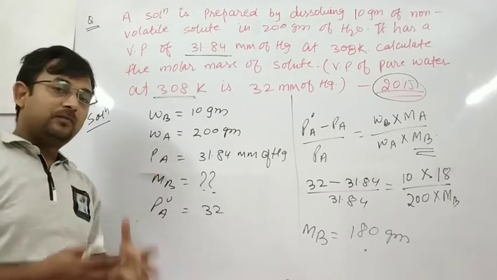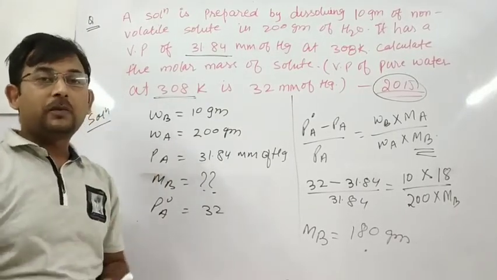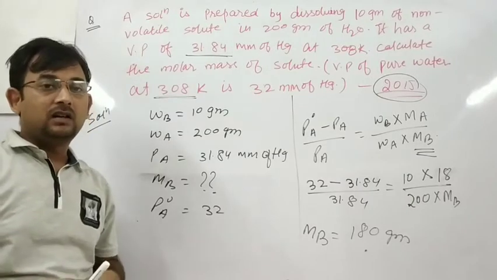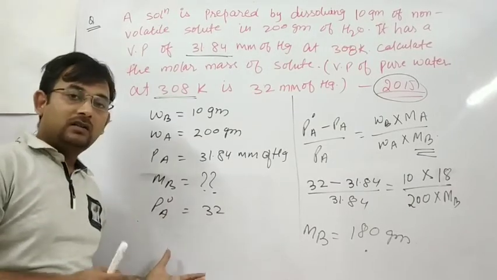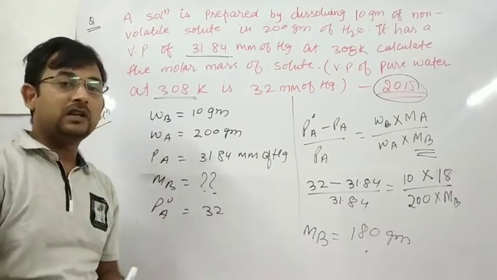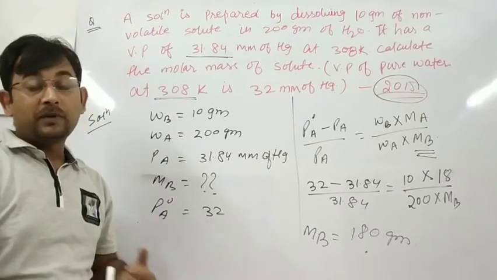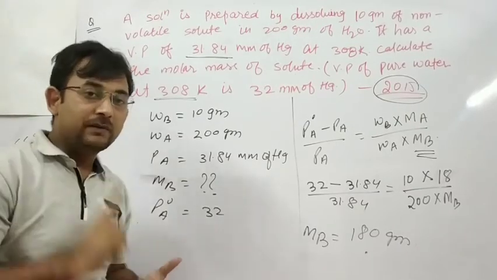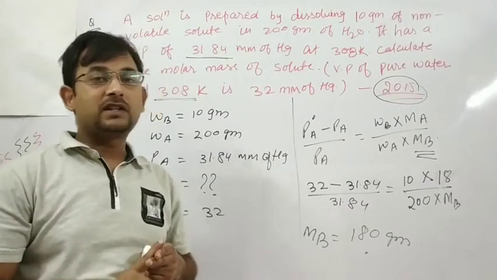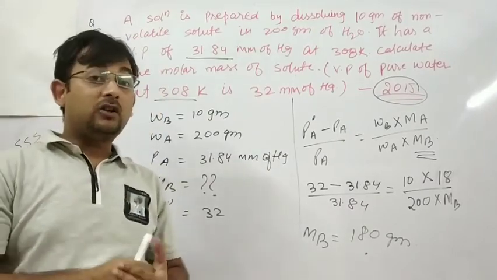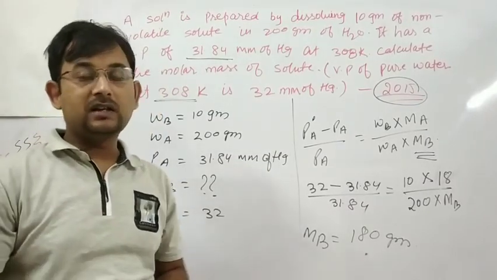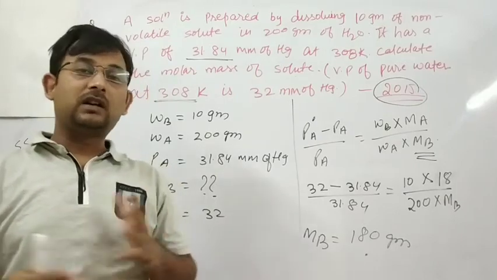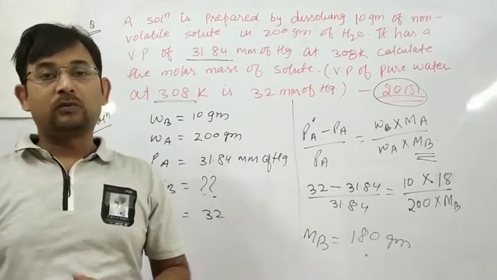When we go through the topic of colligative properties, we will practice more questions. And let me tell you, this is only one part. Once we complete colligative properties, relative lowering of vapor pressure, then we have elevation in boiling point, depression in freezing point, and osmotic pressure. Van't Hoff factor questions are frequently asked nowadays. So all those questions we will cover once we complete colligative properties.